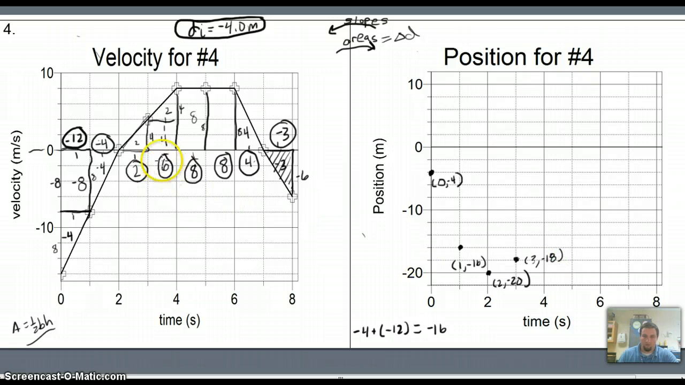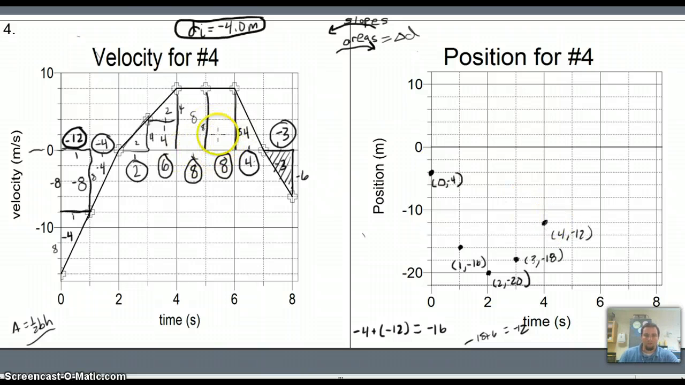Next one, I'm going a little quick here, so ask questions if you have questions, or you can add comments on here too. I'll take a look at the comments. From 3 to 4 seconds, I have a displacement of plus 6. So negative 18 plus 6 would give me a position of negative 12. So at 4 seconds, I'll be at negative 12. Make sure you got these coordinates in so I can see that you're doing the math right.